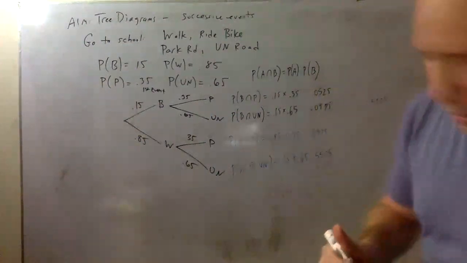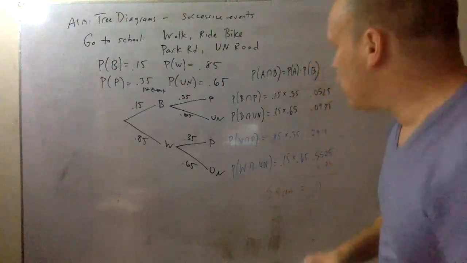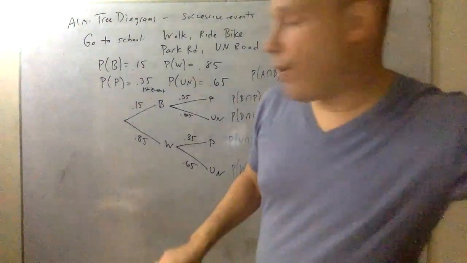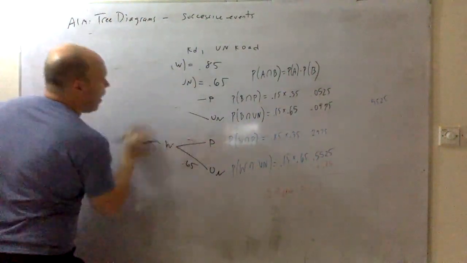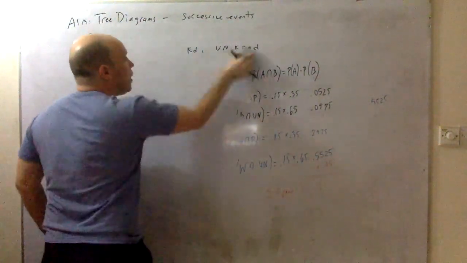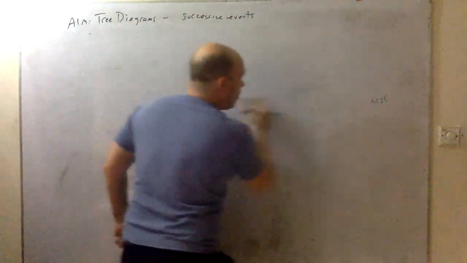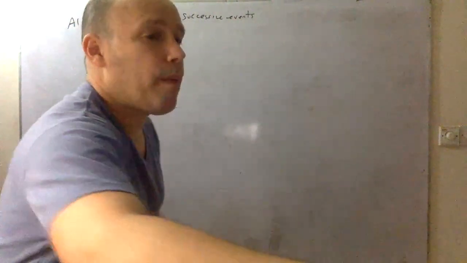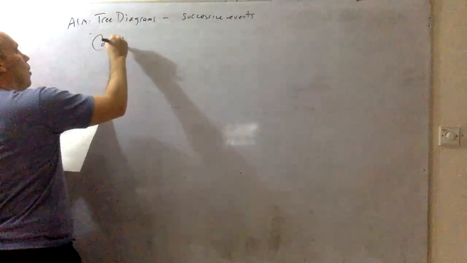Let's move on. The next thing I want to talk about is something called conditional probability. So let me erase this. And we're going to change this for IB. Conditional probability. The next thing we want to talk about is something called conditional probability.